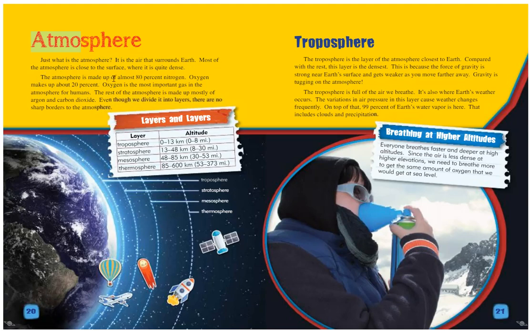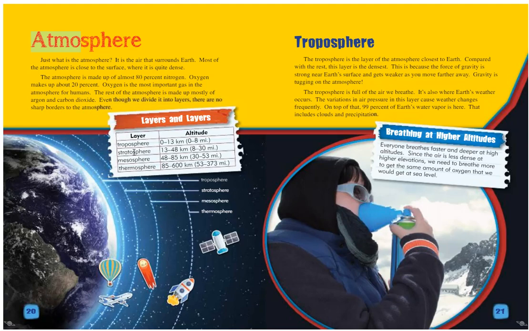The atmosphere is made up of almost 80% nitrogen, that being a gas. Oxygen, the gas we breathe, makes up only about 20%. Oxygen is the most important gas in the atmosphere for humans. The rest of the atmosphere is made up mostly of argon and carbon dioxide, in very small amounts. Even though we divide it into layers, there are no sharp borders to the atmosphere.